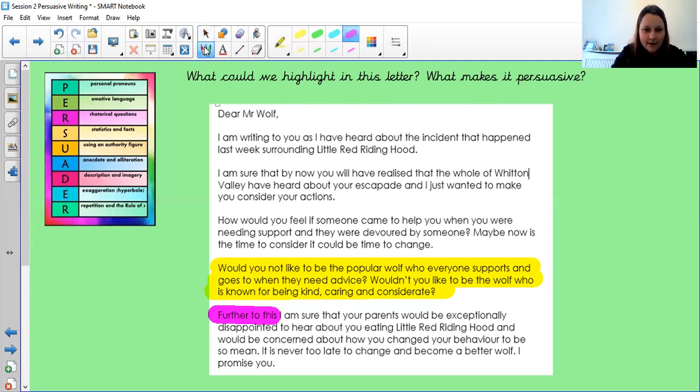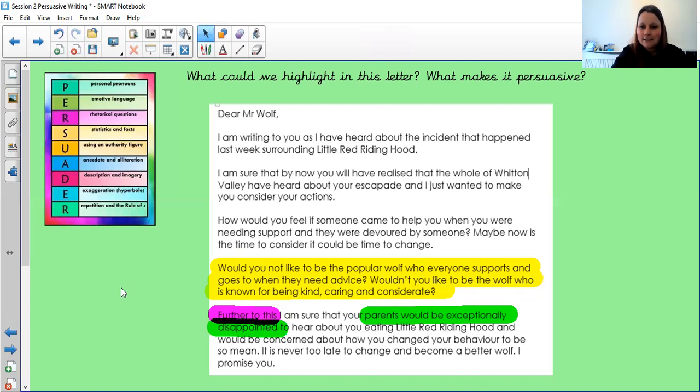I'm also going to highlight this. Your parents would be exceptionally disappointed. Why do you think I've highlighted that? They haven't just said your parents would be disappointed, they've said exceptionally disappointed. So they're exaggerating that a little bit, aren't they? And they're also using a really powerful adjective to describe how the parents would be feeling. And maybe it's a little bit emotive too.